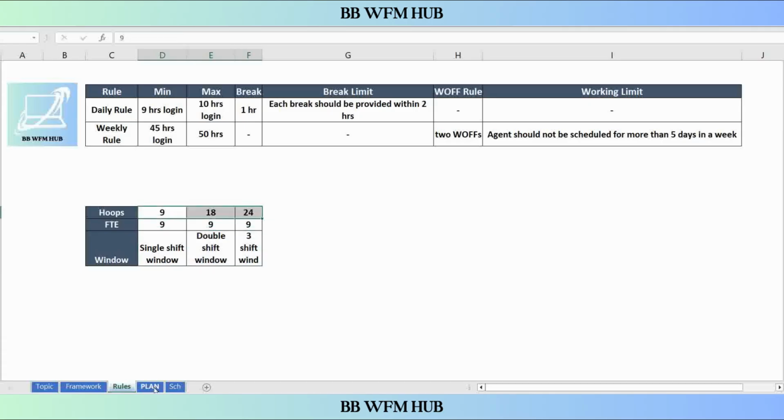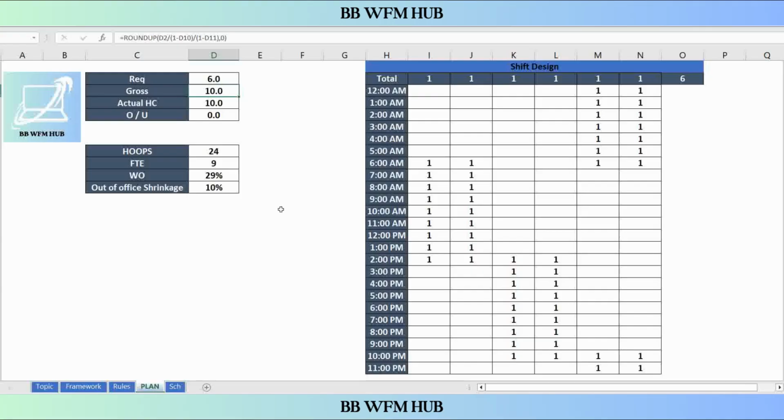Let's move to the plan or the shift patterns. So here is the shift design that we have done. In the shift design we will need at least, as we all know, 3 shifts to cover the 24 hours of hoop. So we have the shift of 6 a.m., the 2 p.m. shift, and then we have a shift of 10 p.m. So at least 3 agents we will be needing to cover the 24 hours of hoop.